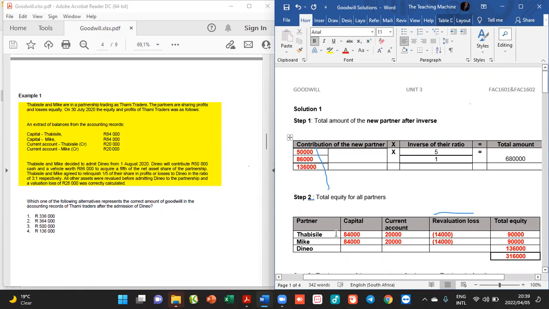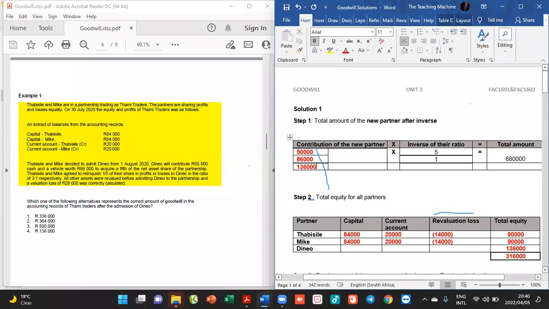Okay, now with Tabisile, there's capital, there's current account, and there's a revaluation loss of 14,000. How did we get 14,000? The last sentence says that after evaluation was made, a loss was determined, and now it needs to be shared amongst the partners because they share every profit and loss equally. This 28,000 will be divided by 2. Tabisile will get a loss of 14,000, and Mike will get a loss of 14,000 as well.